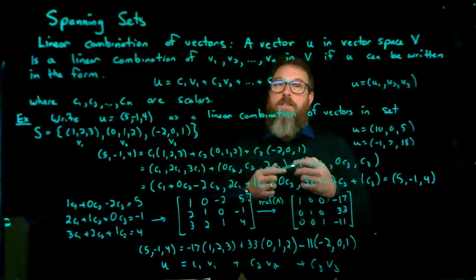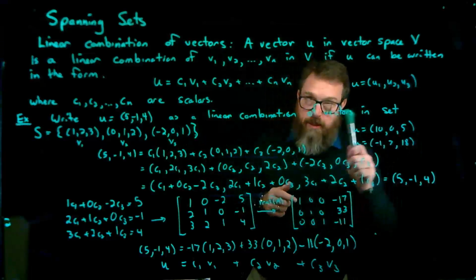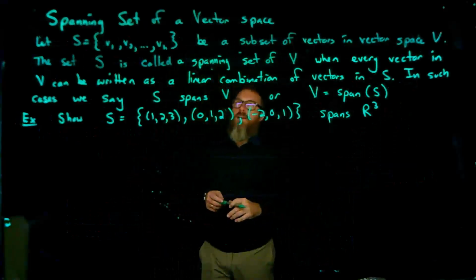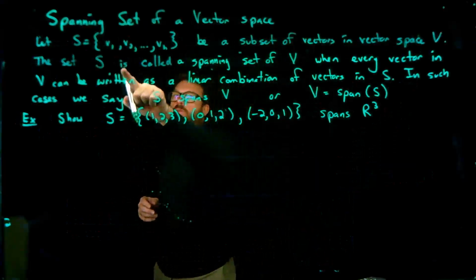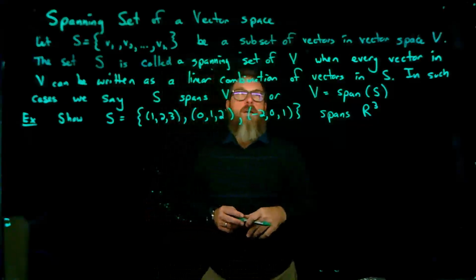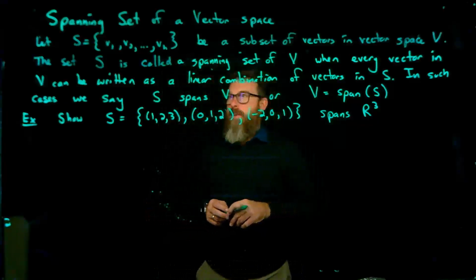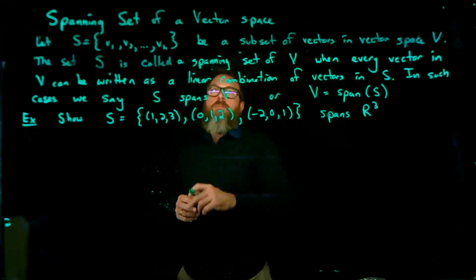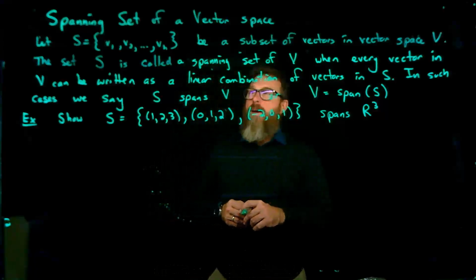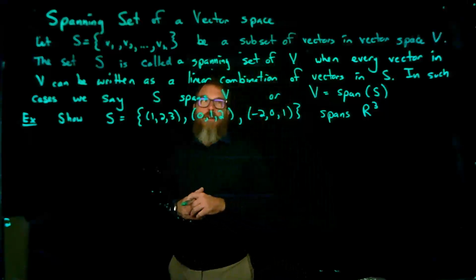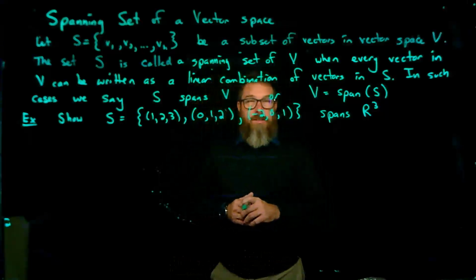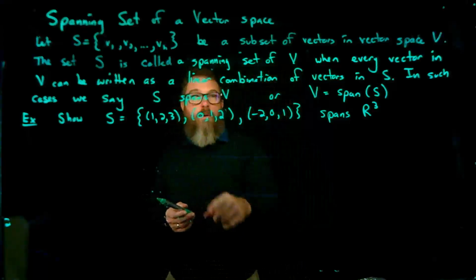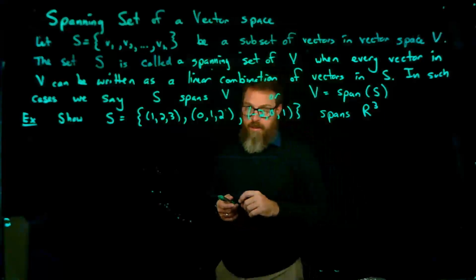So let me clean this up and define what it means to be a spanning set using that idea. A spanning set of a vector space. Let S = {v1, v2, all the way up to vn} be a subset of vectors in vector space V. S is called a spanning set of V when every vector in V can be written as a linear combination of vectors in S. In such cases, we say that S spans V, or I could say V is equal to the span of S.